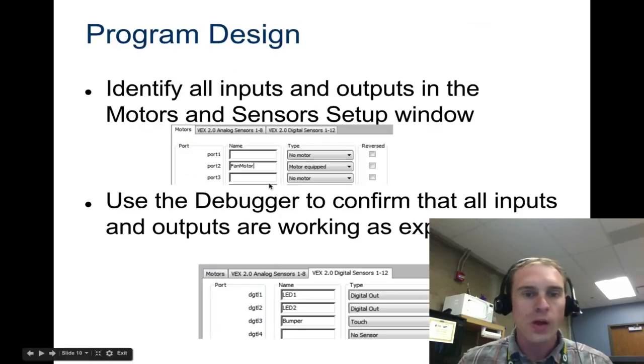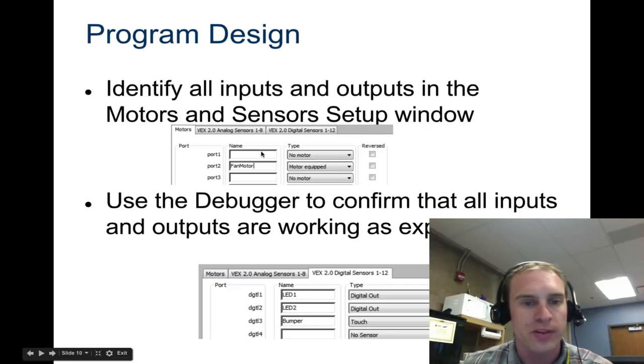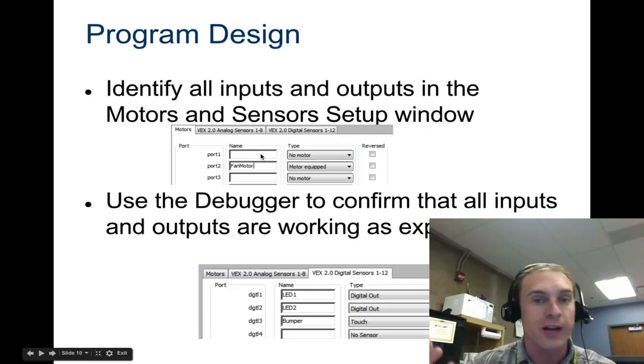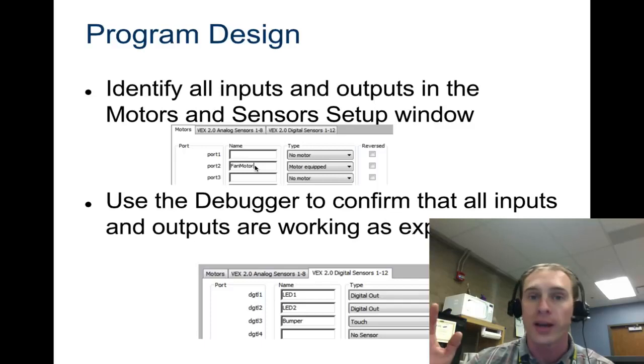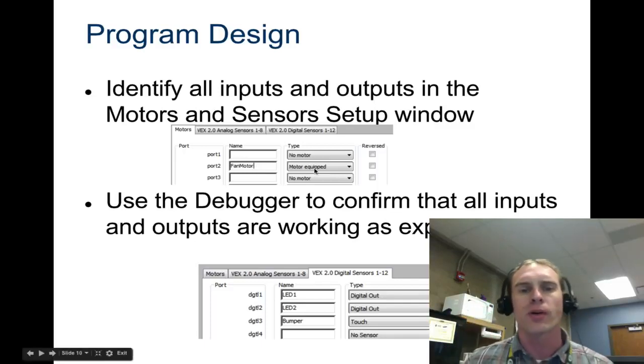So we're first going to identify all the inputs and outputs. So this would be if you did it manually, which you're going to have to do down the road. They put in the motor port, they put fan motor. That's what they're calling it. You want it to always be descriptive. Don't just call it like motor 1. Call it something that it's actually running. And I believe ours, we wouldn't call it motor equipped. It would be a 269 motor.